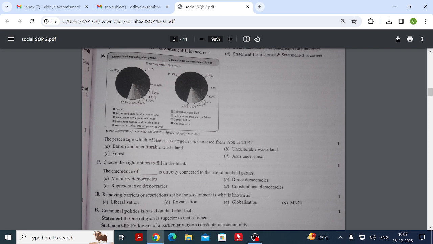Now which of the land use categories has increased in percentage? Which land use category has increased? Take your geography book, take the percentage of which of the land use categories is increased. Forest. Here it is clearly mentioned, forest, the blue color one, from 18.11 percentage to 23.3 percentage. Forest land use category increased from 1960 to 2014.